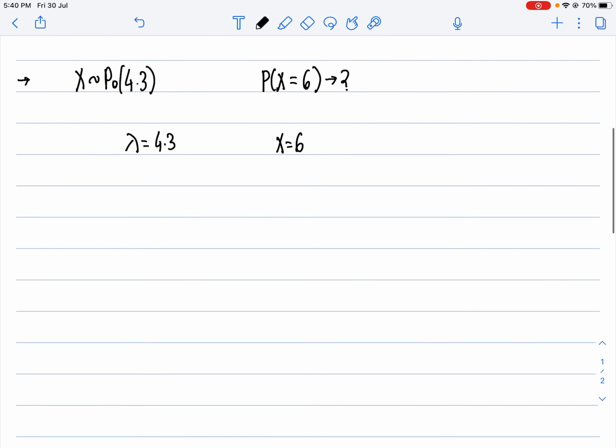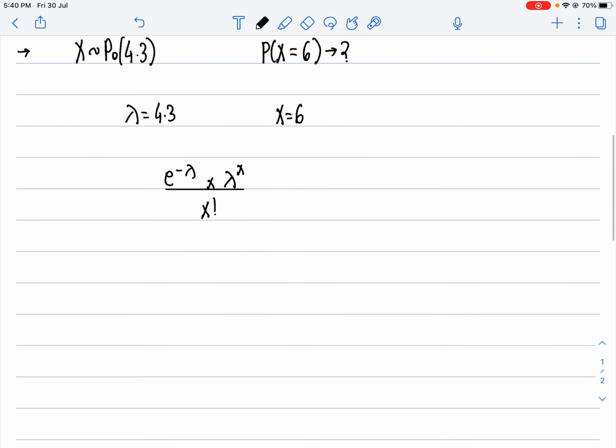So now I have e raised to minus lambda multiplied by lambda raised to x divided by x factorial. I can simply write this as e raised to minus 4.3, multiplied by 4.3 raised to 6 over 6 factorial.